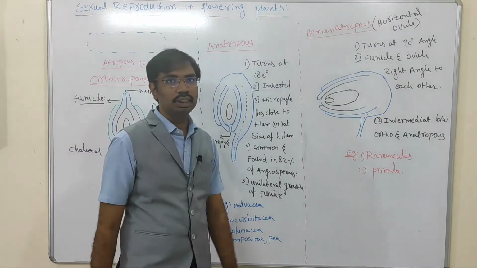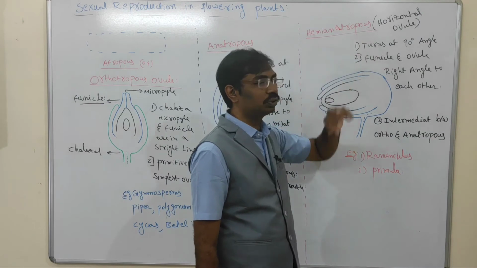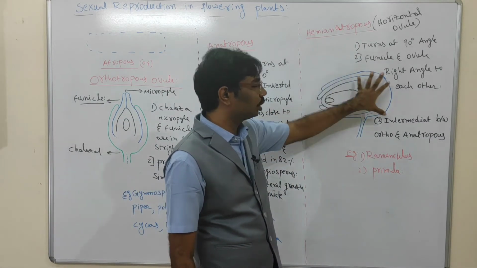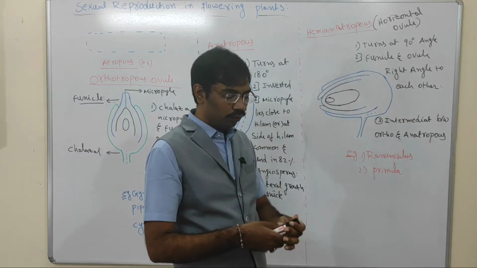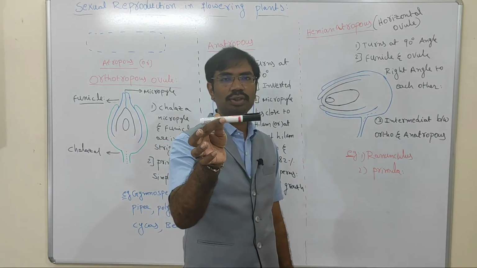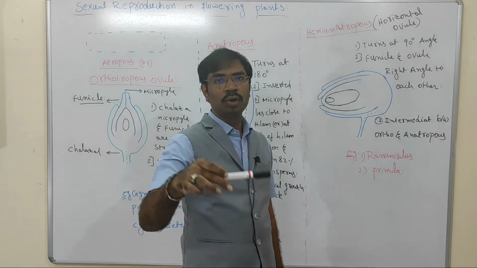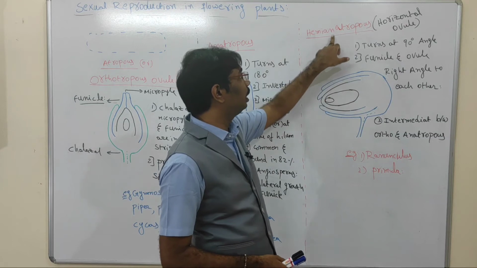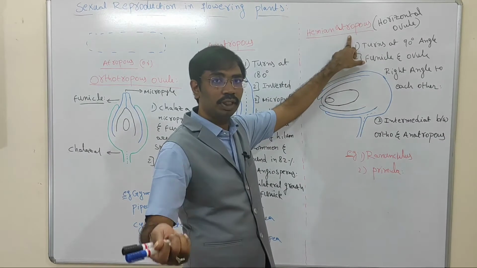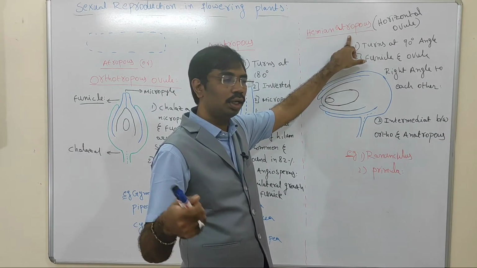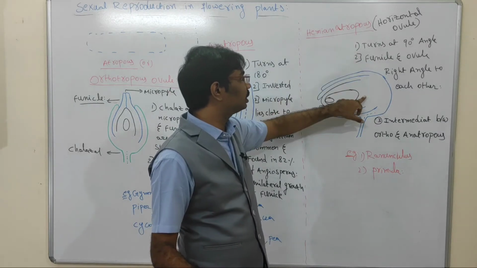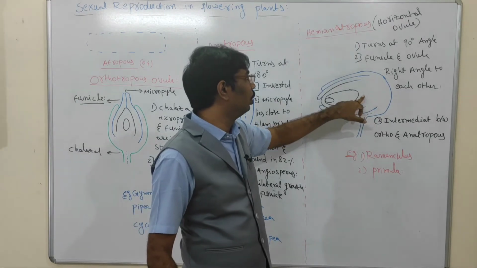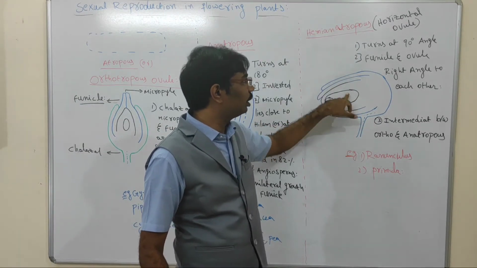Another ovule is the hemianatropous ovule, called the horizontal ovule. The ovule is present like this, horizontal, and this is longitudinal. Another name of the hemianatropous ovule is horizontal ovule. It turns at a 90 degree angle. The funicule and ovule are at right angles to each other.